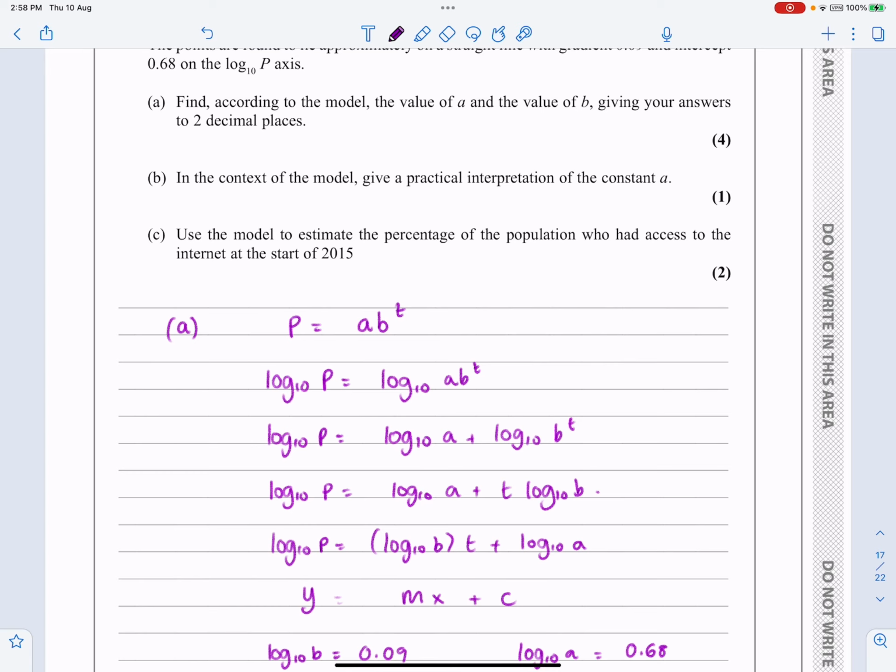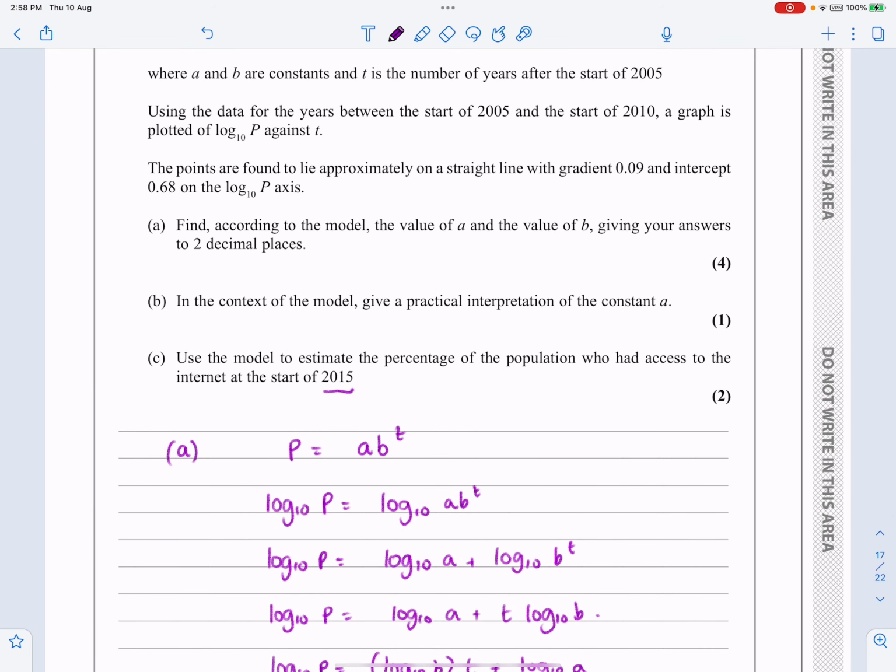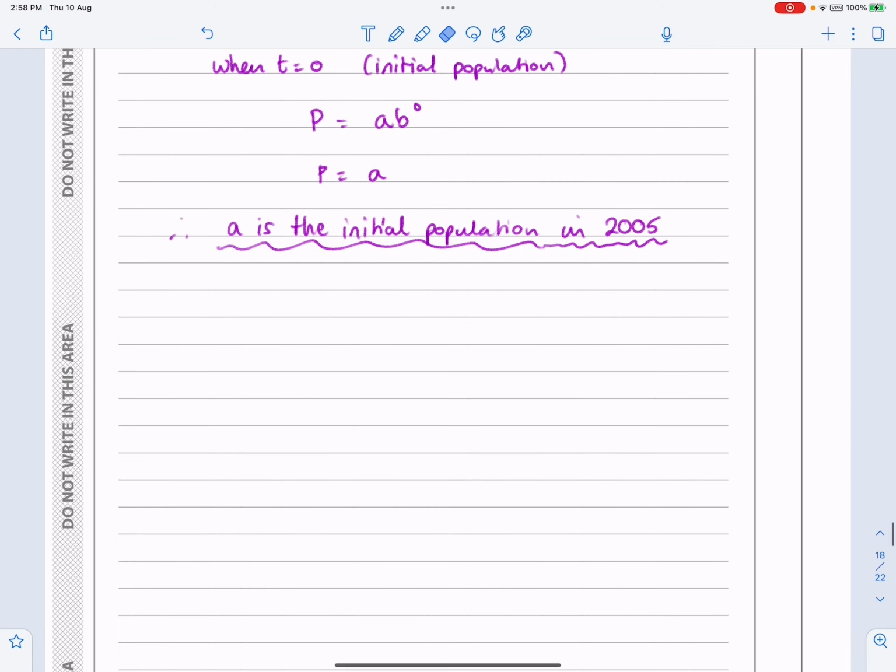Then part C says, use the model. Right, we've got A, we've got B now, haven't we? Use the model to estimate the percentage of the population who had access to the internet at the start of 2015. The only thing to be careful of is that if it's the start of 2015, what's T going to be? Remember, we're starting how many years from 2005? Okay, so let's just do that one. Not really much explanation for the examiner even needed here.